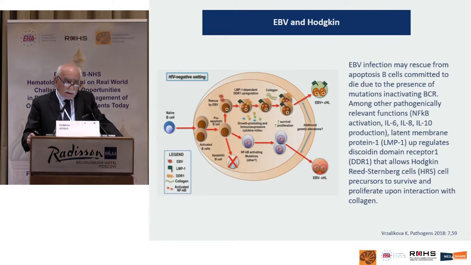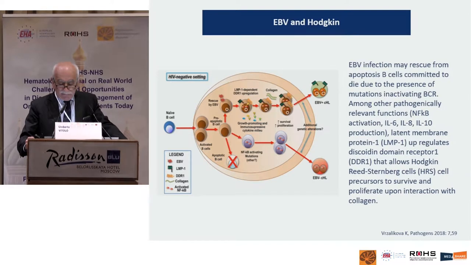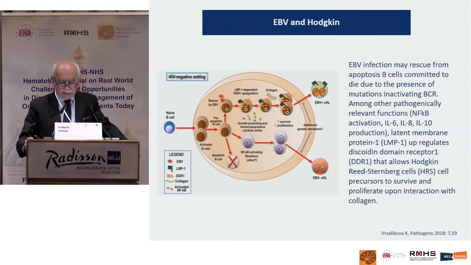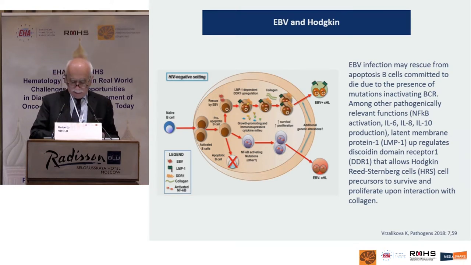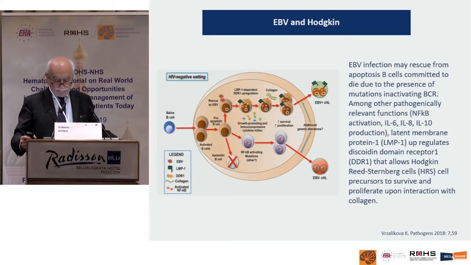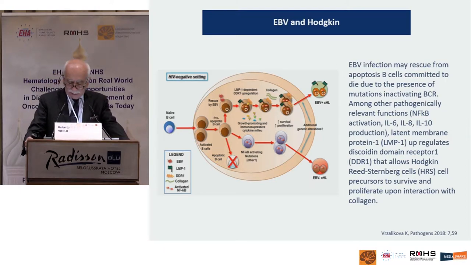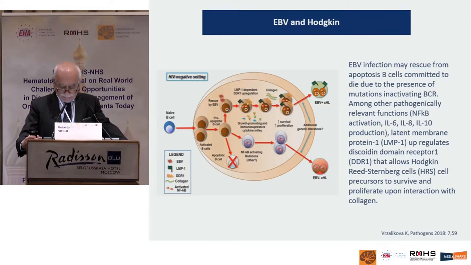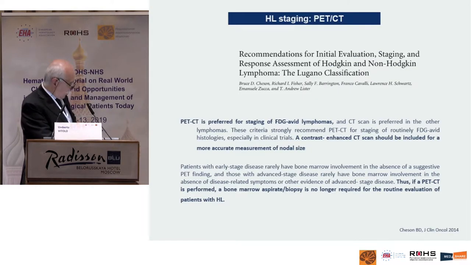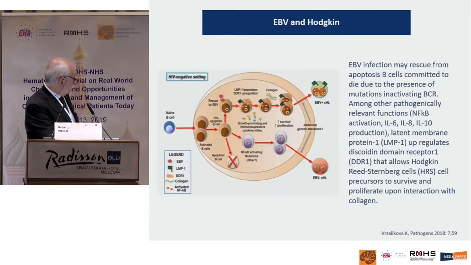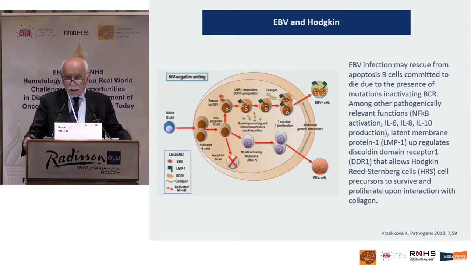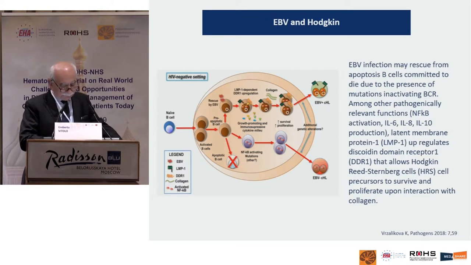EBV is one of the key points in the pathogenesis of Hodgkin lymphoma. EBV infection may rescue B cells from apoptosis, among other pathological functions and activation pathways like NF-kappa-B activation, interleukin 6, 8, and 10. The latent membrane protein 1 of the EBV virus upregulates some receptors that allow the Reed-Sternberg cells to survive and proliferate. So in the vast majority of the patients with Hodgkin lymphoma, we can detect LMP1 in the lymph node biopsies of the patient.